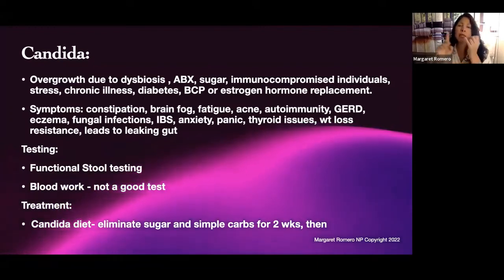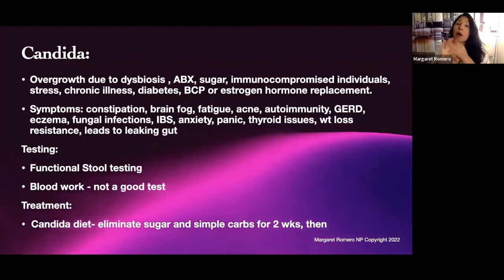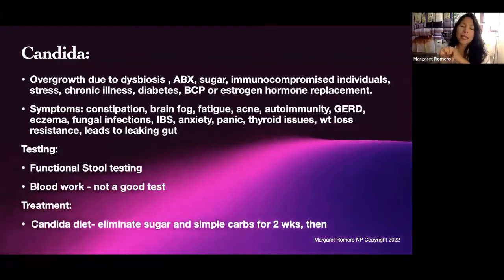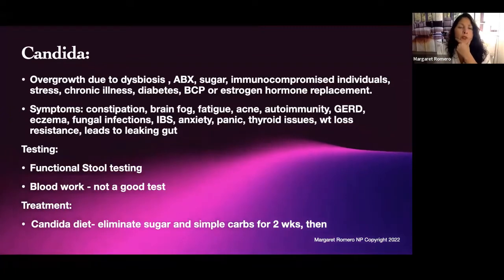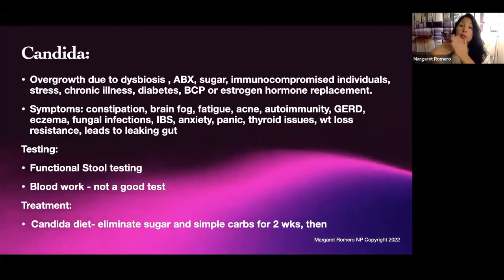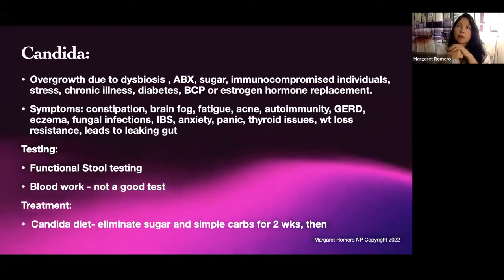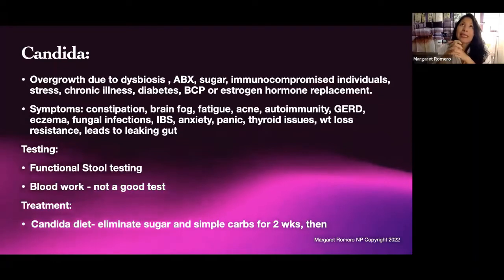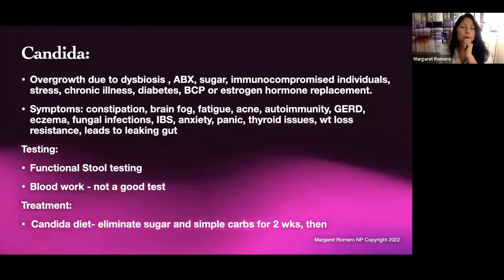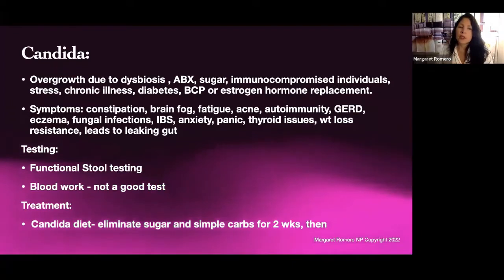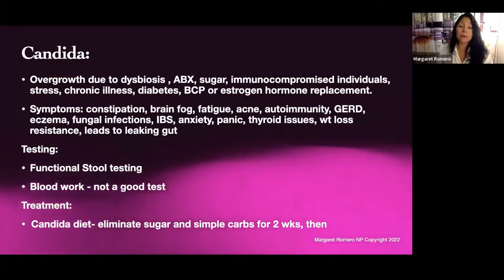Treatment is, of course, eliminating sugar. That's the biggest one, and carbs, like simple carbs, pasta and potatoes. You want to do an elimination of the sugar and the simple carbs very strictly for 2 weeks. But Candida diet, you probably are going to be doing that for at least 8 weeks. So Candida is not necessarily easy to eradicate. It takes time, sometimes even 3 months worth of treatment.